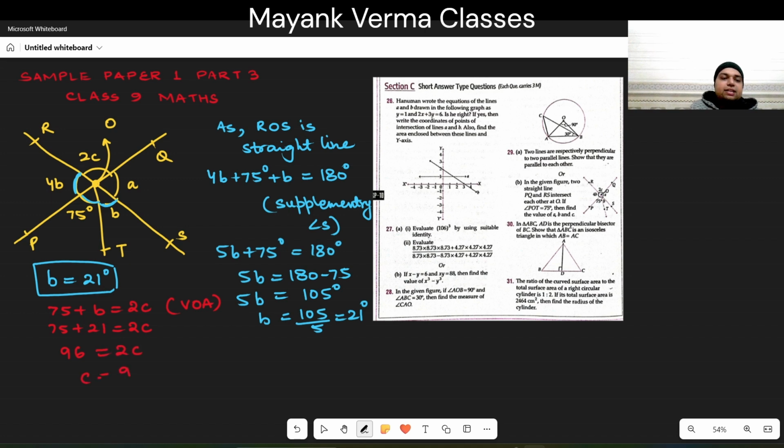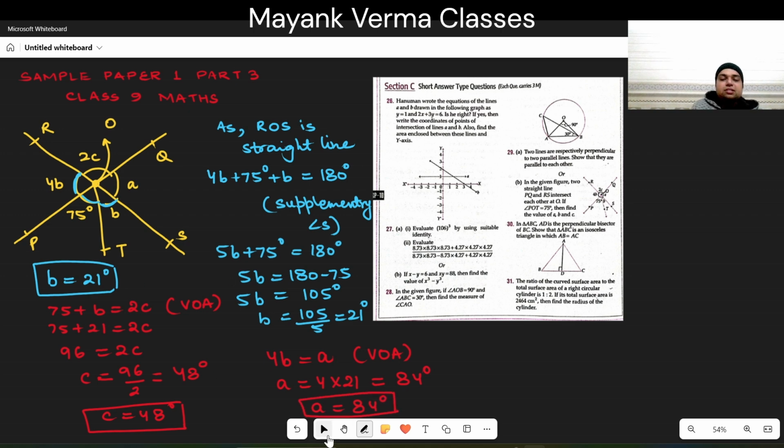C will be equal to 96 by 2. So 4 and 8, 48. So angle C will be 48 degrees. Also, 4B is equal to A. Again, vertical opposite angles. So A will be equal to 4 into 21, that is 84 degrees. So A will be 84 degrees. So A, B, C we will find out by using these conditions and rules. Okay. So let me erase this.